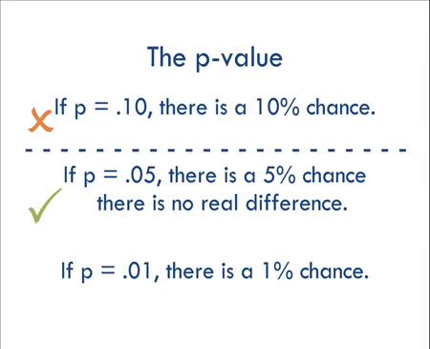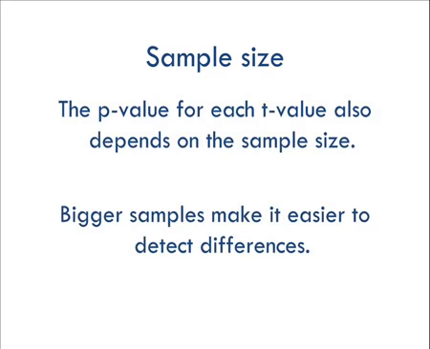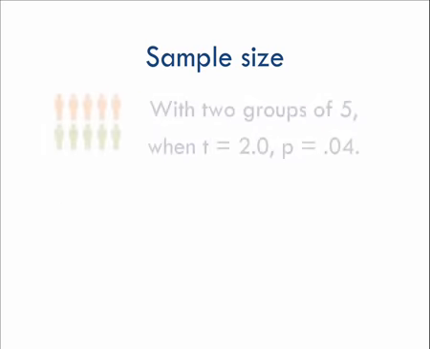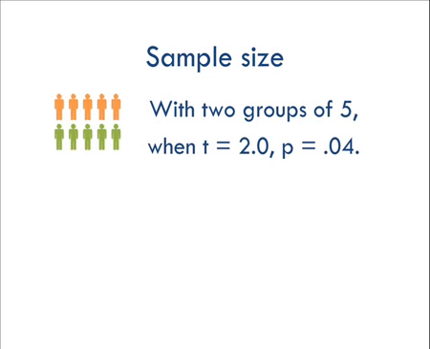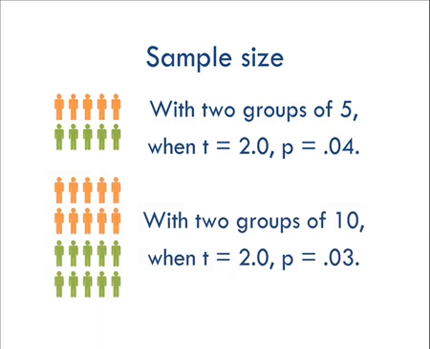Now, the exact p-value associated with a t-value depends on how many people are in your sample. Bigger samples make it easier to find statistically significant differences. For example, with two groups of 5, a t-value of 2 has a p-value of 0.04. When you increase the sample size to two groups of 10, that same t-value of 2 now has a p-value of 0.03.